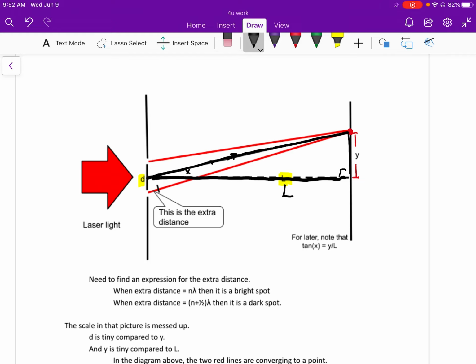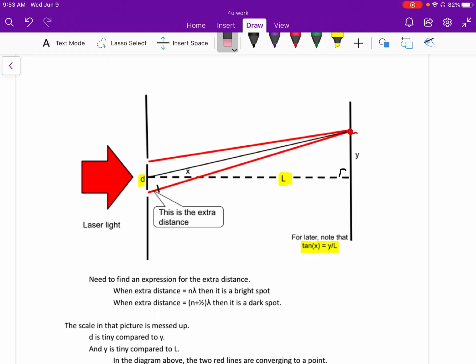We know one side is L, that's the adjacent side. We know this side over here, the opposite side, is Y. So what we'll need later, from that triangle I drew in black, is the tan of the angle, opposite over adjacent. So the tan of the angle is Y over L. We'll need that later. I'm going to get rid of these black lines so they don't confuse us.